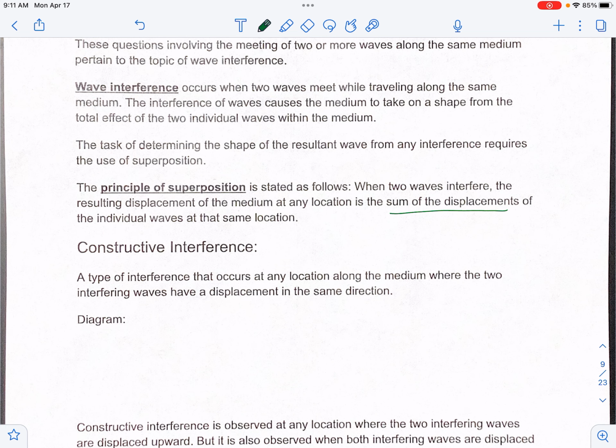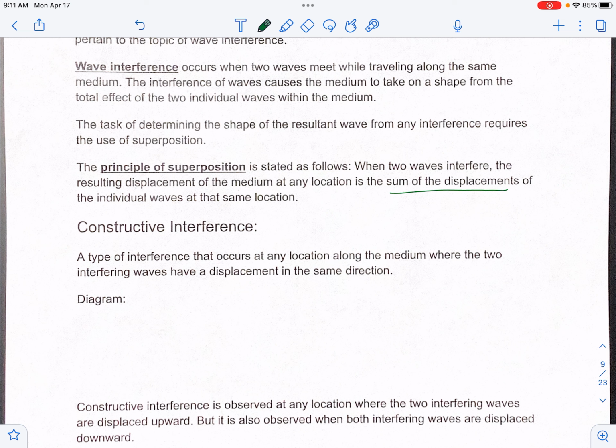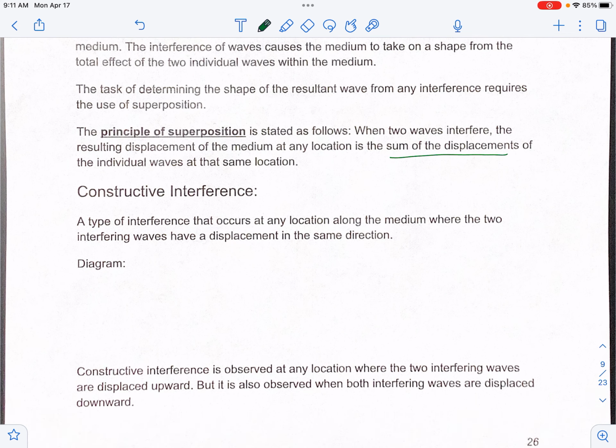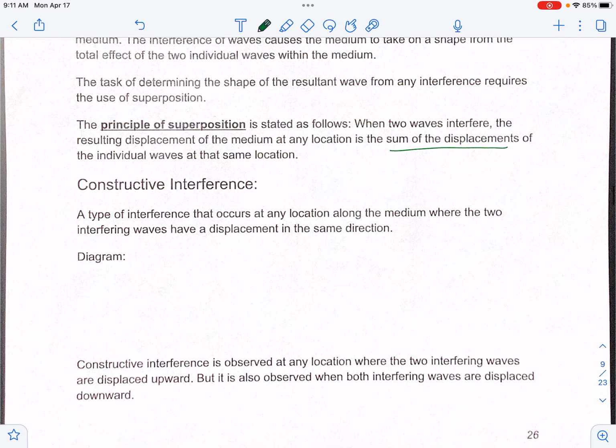Okay, so constructive interference. So this is almost like constructive criticism. Anything constructive means to make things better or bigger. So we're going to see what it looks like when two of the same types of waves hit each other. Here we have wave A and wave B. Wave A is going to the right, wave B is going to the left. So that is before they hit each other.